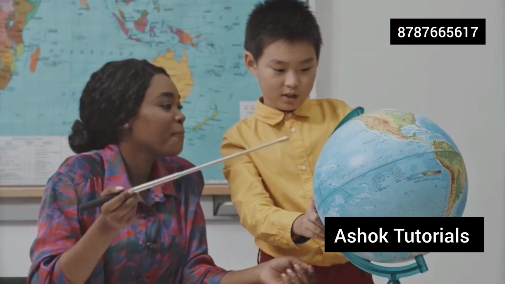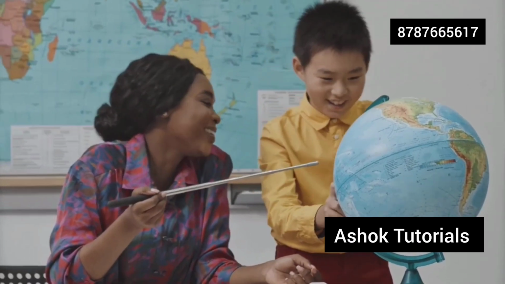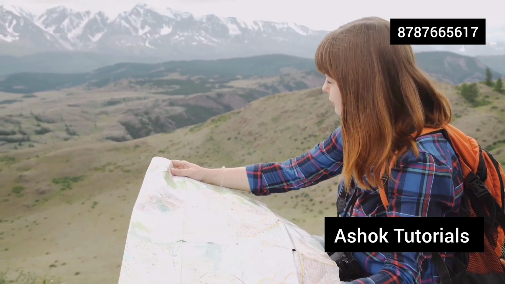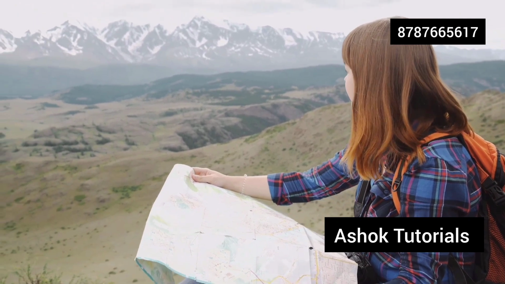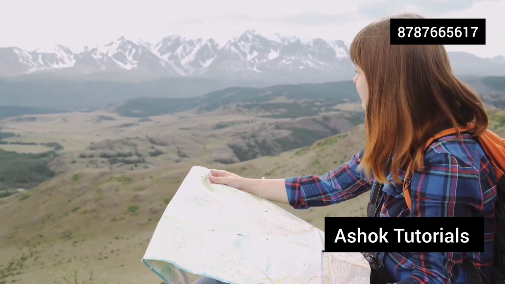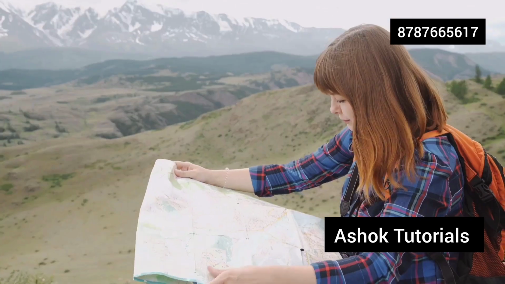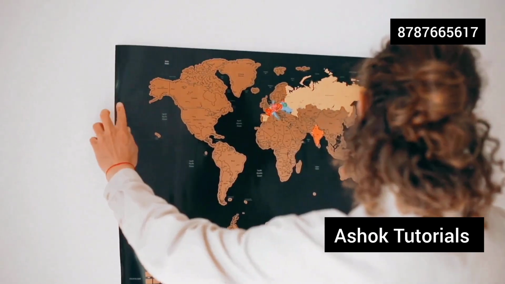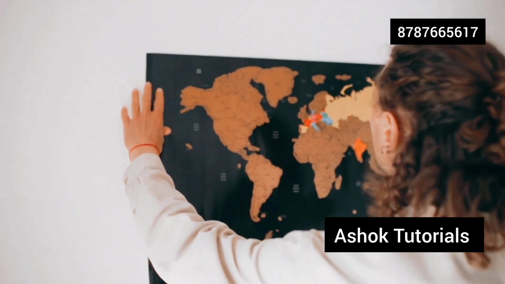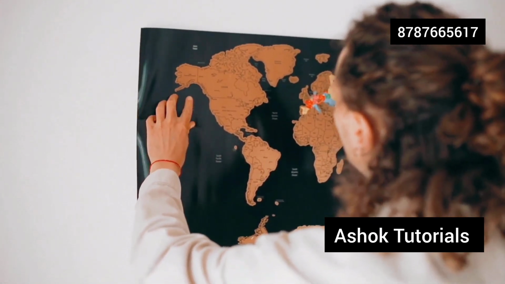Maps are not just for finding our way, though. They also help us understand the world around us. For example, a map might show us the different types of landforms in a region, like mountains, rivers, and deserts. By studying maps, we can learn about the geography of different places and how they are connected.